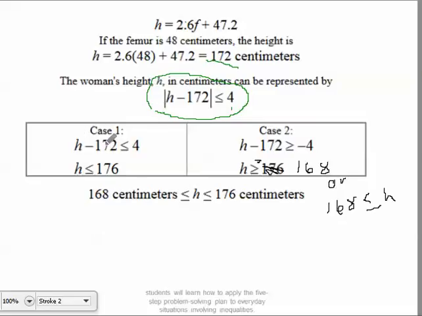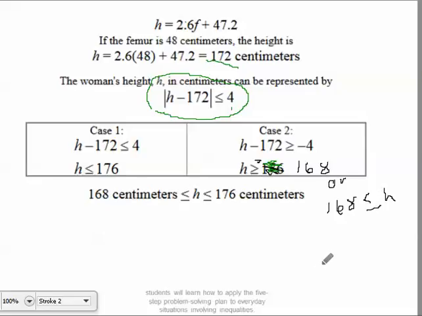We get h minus 172 is less than or equal to 4. You add the 172 to both sides, you get h is less than or equal to 176. Over here, you get h minus 172 is greater than or equal to negative 4. Add 172 to both sides, you don't get 176, you get 168. Or if you turn that around the other way, you get 168 is less than or equal to h.